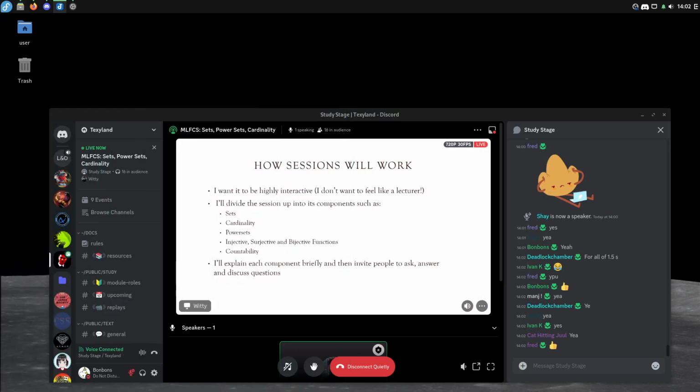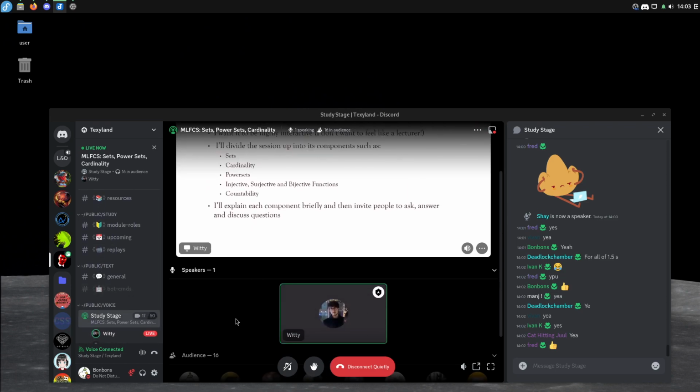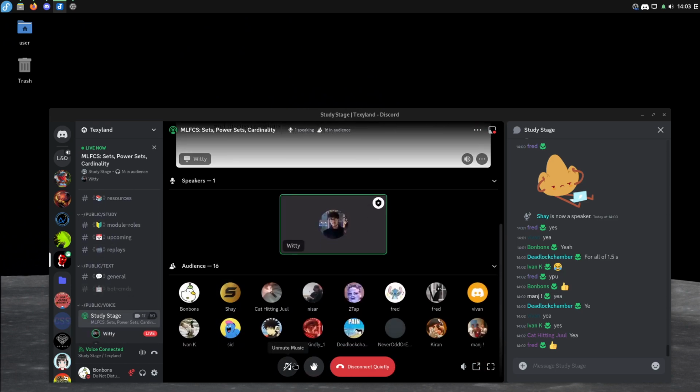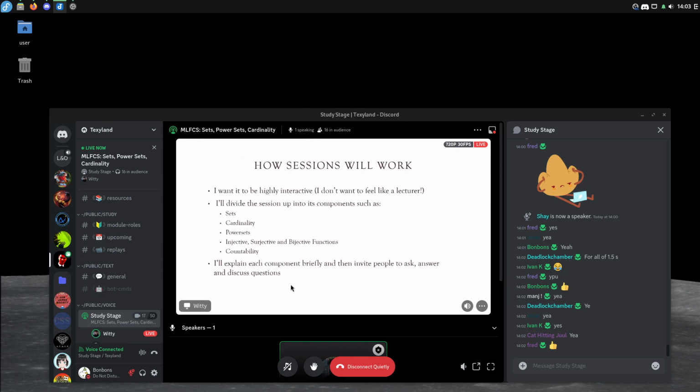I'm going to divide up the session into its components. So in this particular session, it's going to be sets, cardinality, power sets, and then injective, surjective, and bijective functions. We'll finish off with countability. And for each of these sections, I'll briefly explain the facts and the concepts, and then I'll invite people onto the stage to ask, answer, and discuss the questions, or if they have any questions.